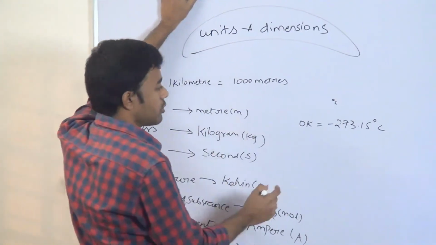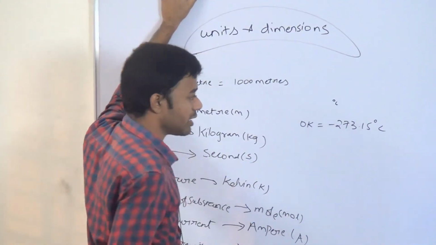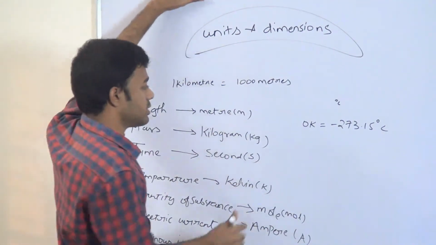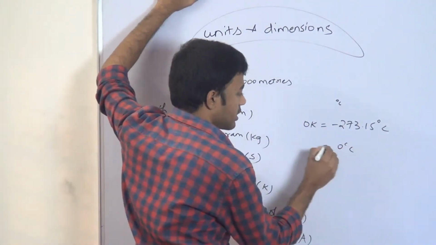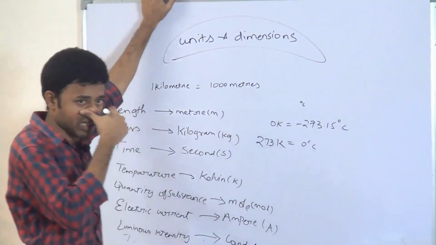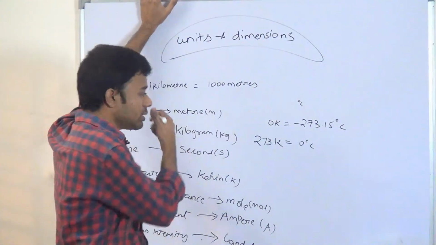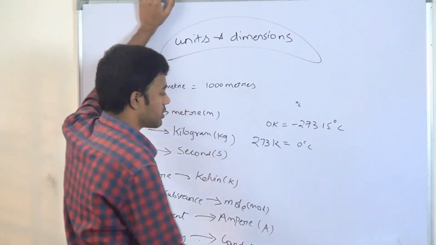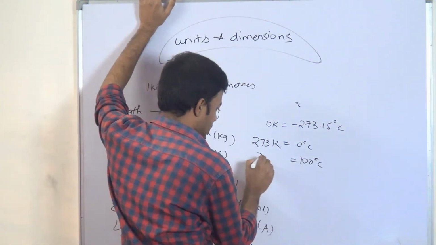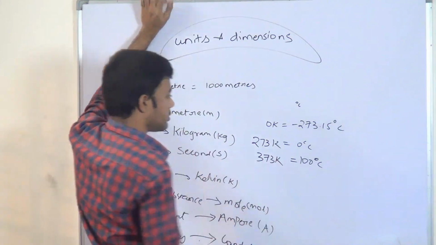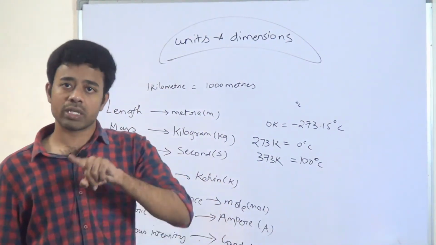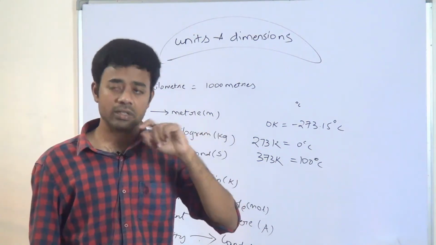From that, we know that the triple point of water is 0 degrees centigrade, which means 273 Kelvin. And also we know that the boiling point of water is 100 degrees centigrade, which is 373 Kelvin. So from this we can understand that we have to add 273 to convert degrees centigrade to Kelvin.